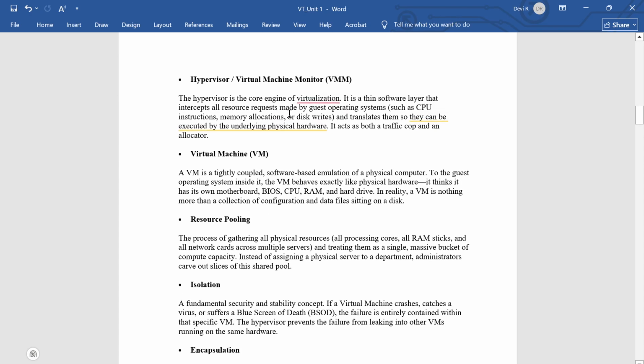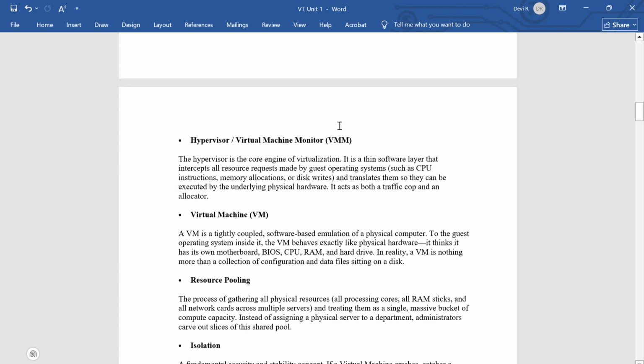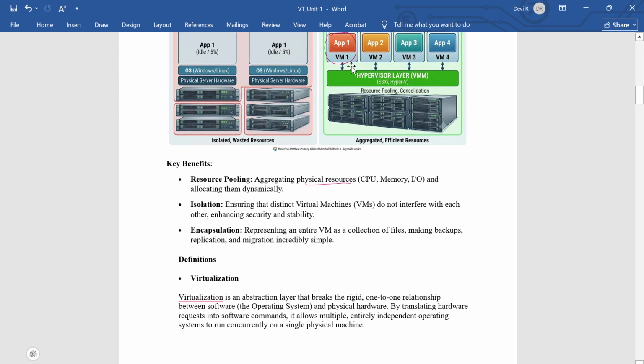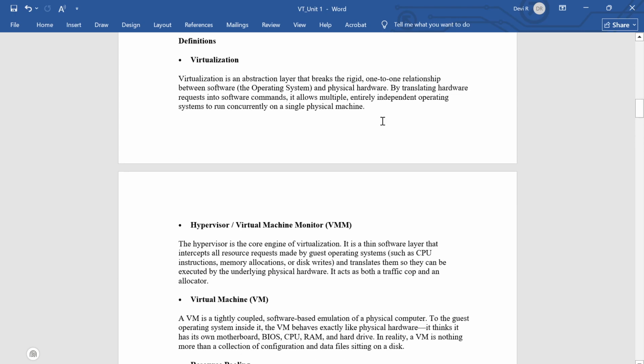Next comes the hypervisor. The hypervisor is the core engine of virtualization. It is a thin software layer, as I already told you, that intercepts all resource requests made by the guest operating system. We are representing it here as a guest operating system because we are deploying this application, which consists of the operating system and then the application. A VM will also consist of CPU, memory, as well as disk. Everything will be available, right?